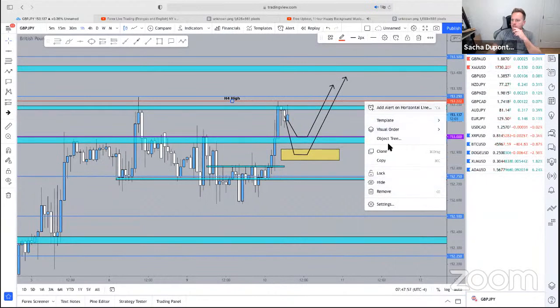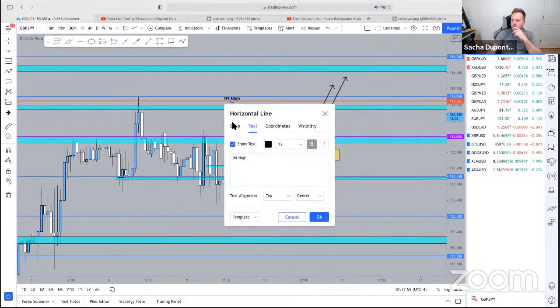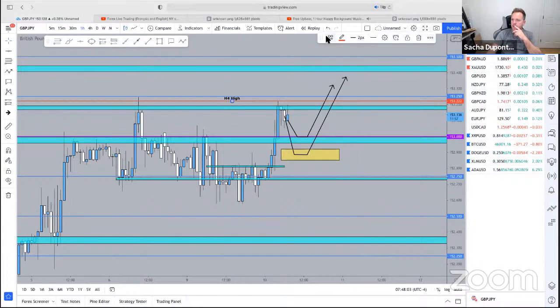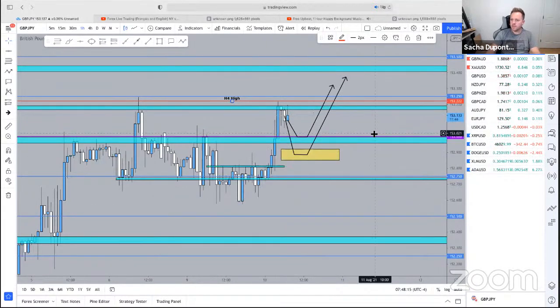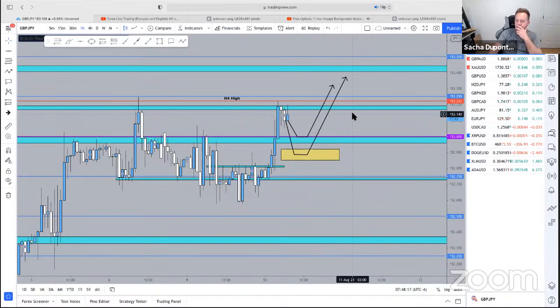Let's put it in 7. How can I do that again? Oh, there we go. Save drawing template. H4. Let's do it like this. Excellent.